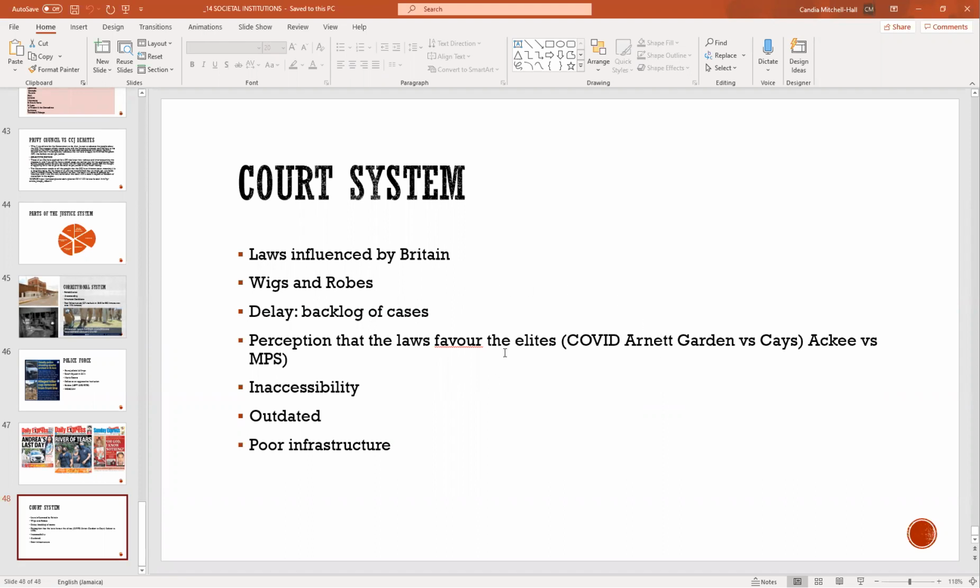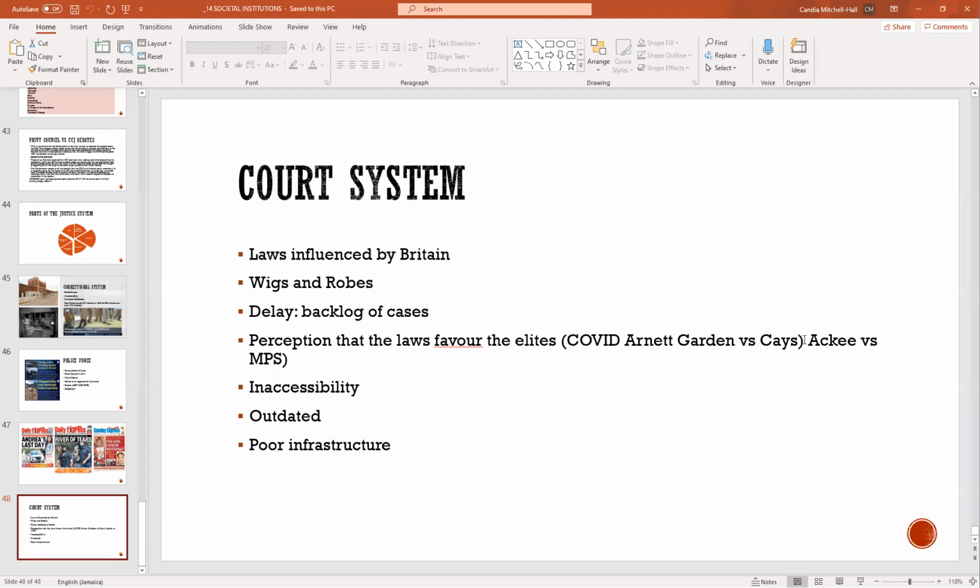So the rules, even though we don't want to believe it, favor the elites. The law tends to favor them; they don't enforce the law when it comes to the elites.